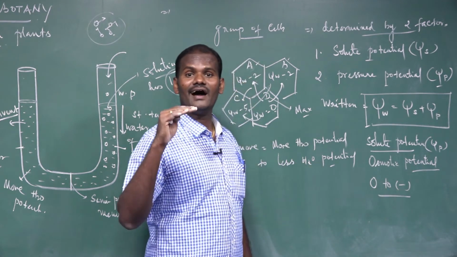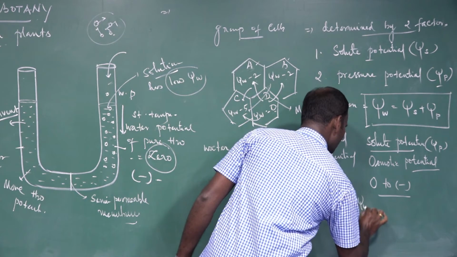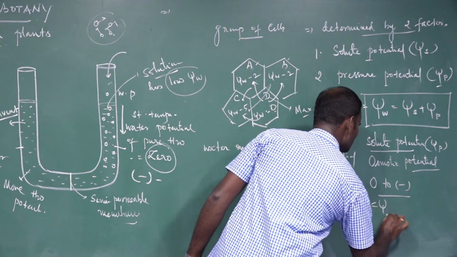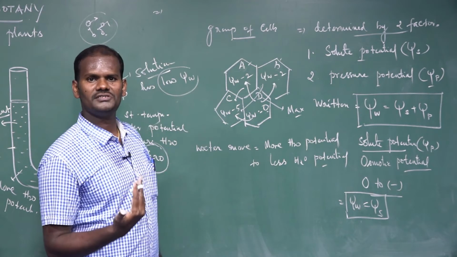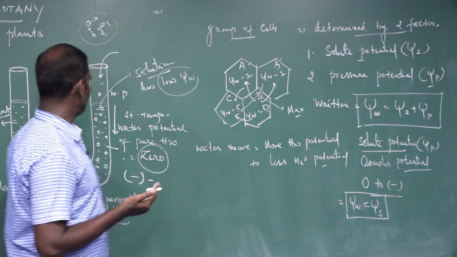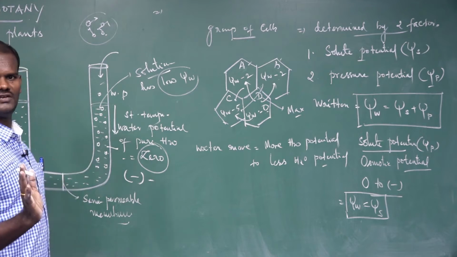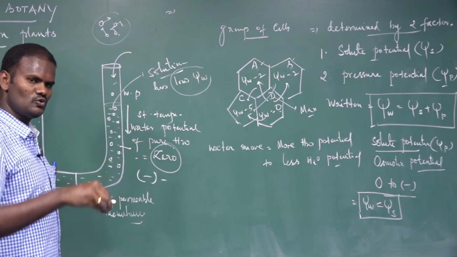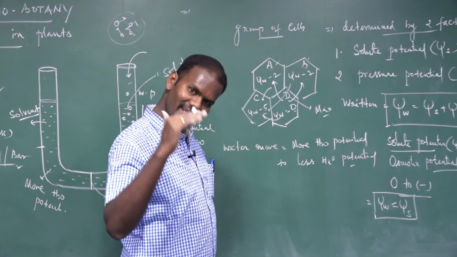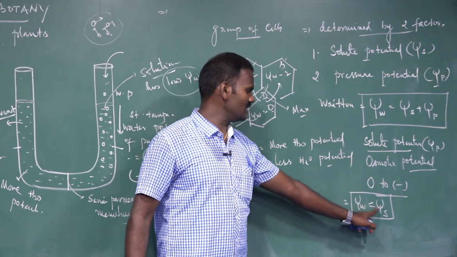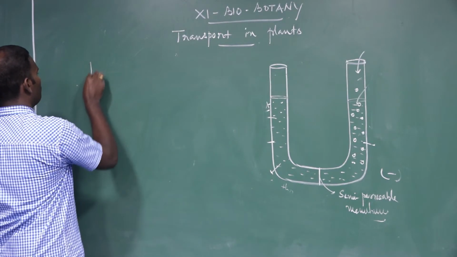At standard atmospheric pressure, the water potential is equal to the solute potential. What are the differences between water potential and solute potential? The water potential of pure water is a maximum of 0, but a solution has a negative value, because adding solute reduces the free energy of the molecules. At a particular or standard atmospheric temperature, water potential is equal to solute potential. The next one is pressure potential.